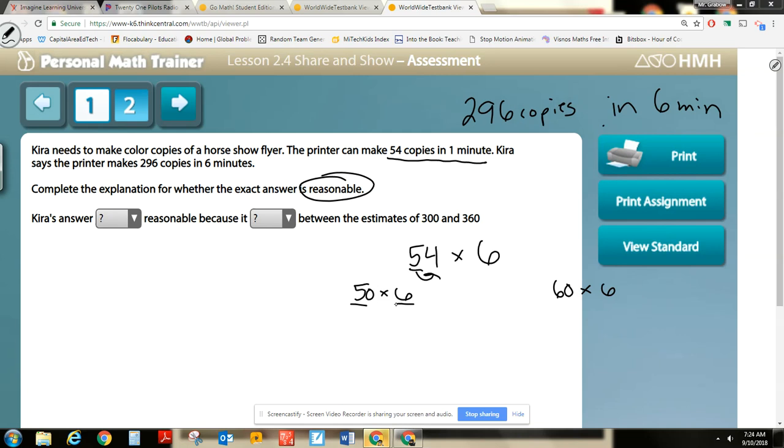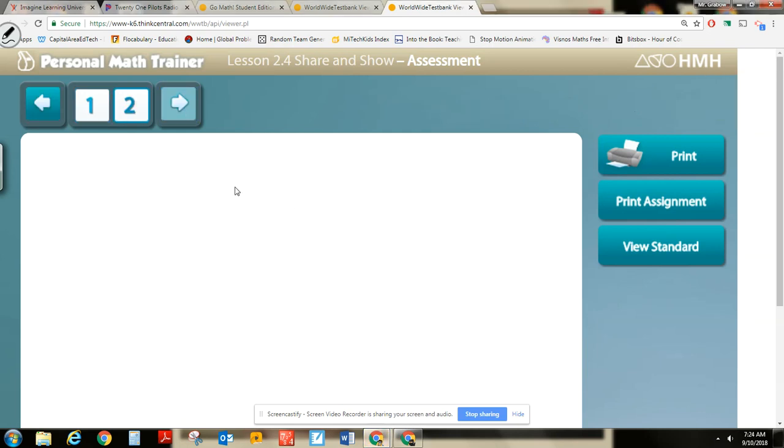5 times 6 is 30. Move that 0. And then 6 times 6 is 36. Move that 0. So our estimate is between 300 and 360. So I would say that Kiera's answer is not reasonable because it is not between 300 and 360. Remember, she said 296 copies? So she was not within this range. So, no, I don't think that her estimate or her math is correct.